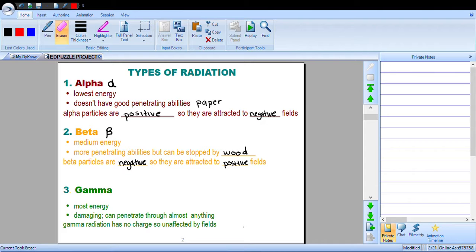Gammas are the third type of radiation. These have the most energy and can be damaging. They can penetrate through almost anything. Gamma radiation has no charge, so they are unaffected by fields.